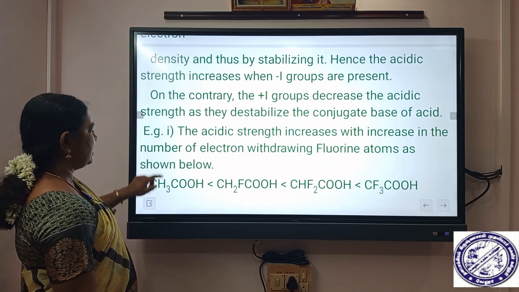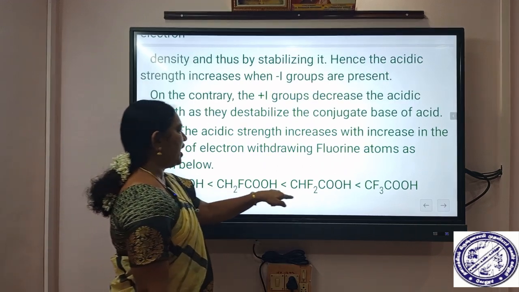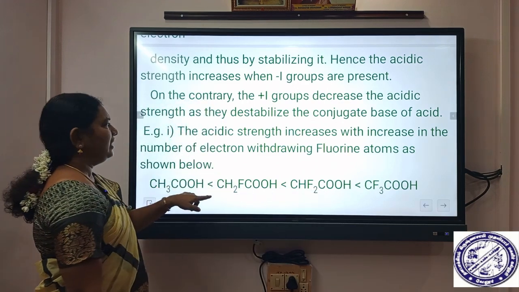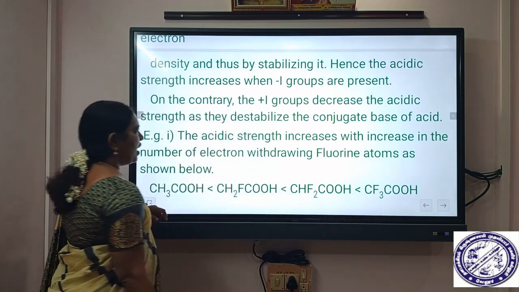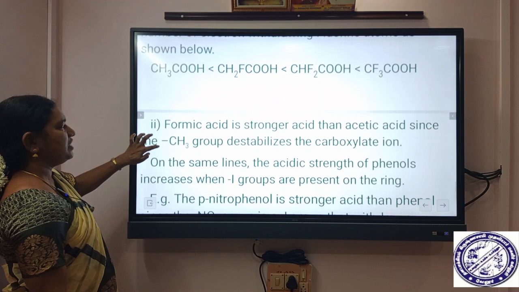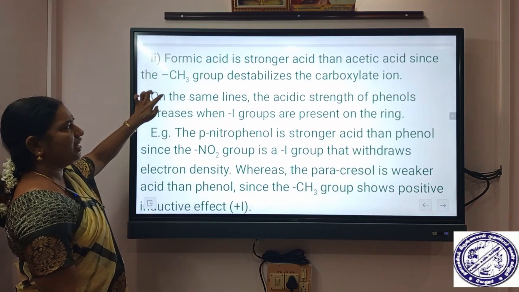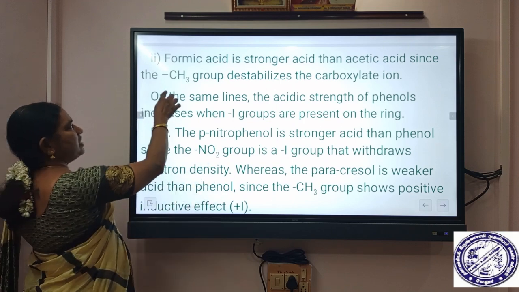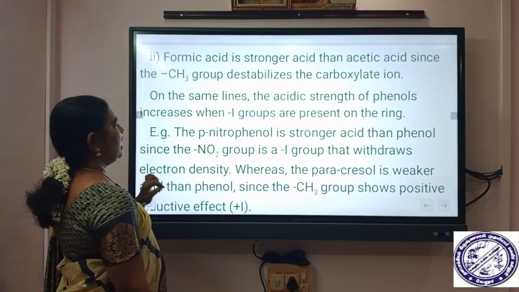Now we are going to see an example. These are the electron withdrawing fluorine atoms shown here. The acidic strength increases with an increase in the number of electron withdrawing fluorine atoms. Another example we are going to see is formic acid. Formic acid is stronger than acetic acid because there is a CH3 group, which destabilizes the carboxylate ions.